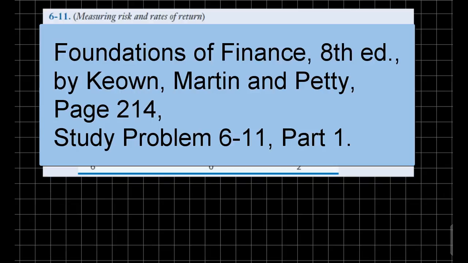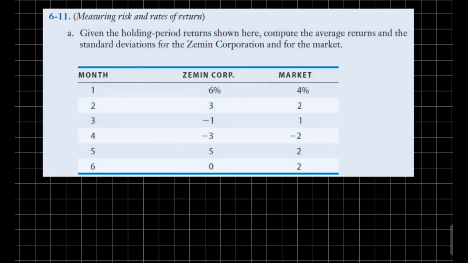We'll go over study problem 6-11 from our textbook. We are given holding period returns for a company, Zemin Corporation, and for the market index. Luckily those holding period returns are very handy, because otherwise we would have been given the prices. We would have to first come up with the holding period returns, and from there we could have computed the average return and the standard deviation. But as I said, we are lucky, holding period returns are provided, so we'll just go straight into our solution.